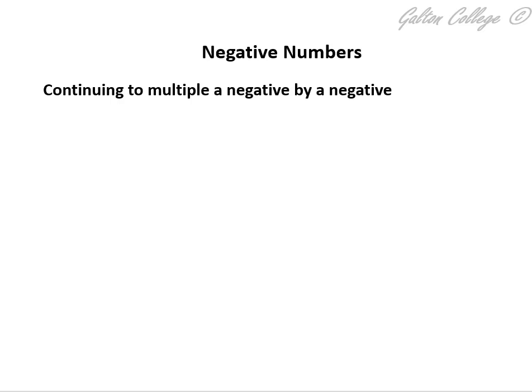Now we're still continuing to multiply negatives by negatives. All of this is building up. So the inverse of minus 3 times minus 4 is 3 times minus 4.